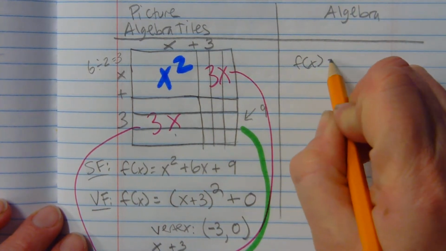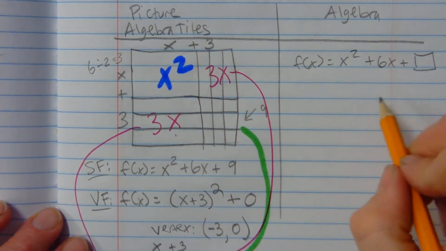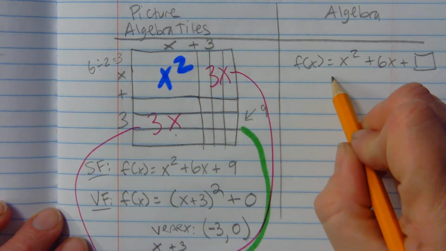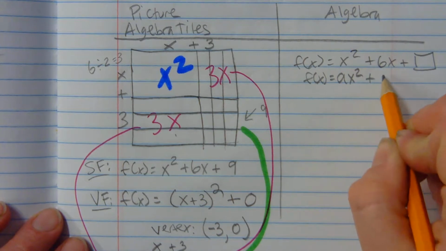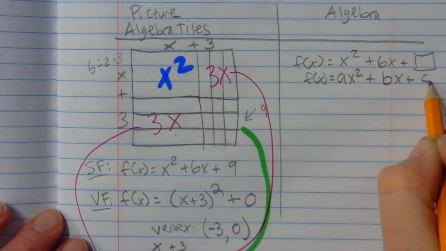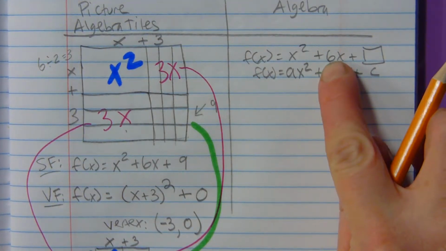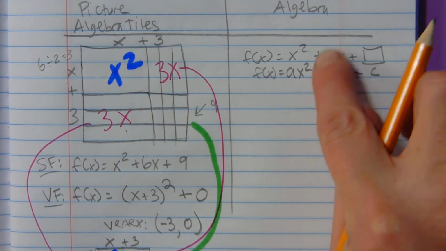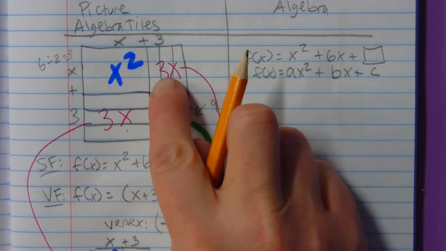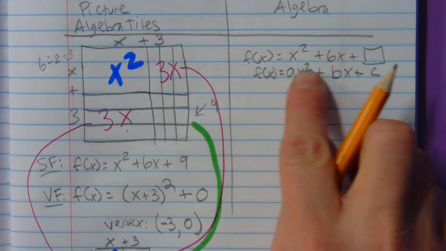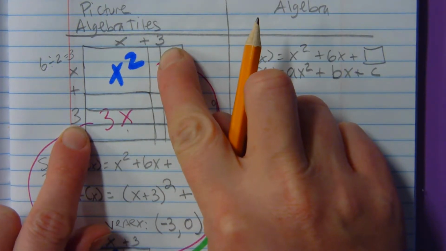So f of x equals x squared plus 6x plus something. So remember, in standard form, it's f of x equals a x squared plus b x plus c. So in this example, this c is my b term, and I need to know what do I do to that c number to get that. So what we were doing is we literally here divided this middle term, that 6, in half to get 3 and 3 on either side of my x.